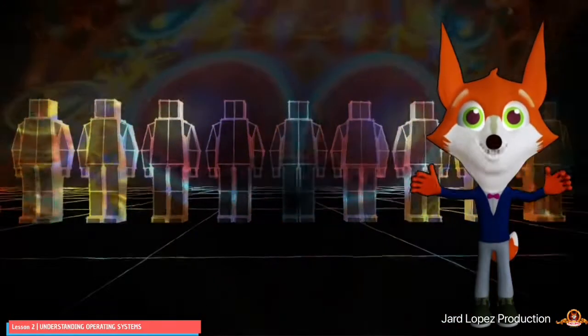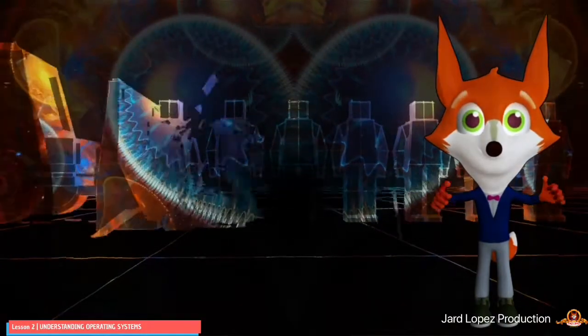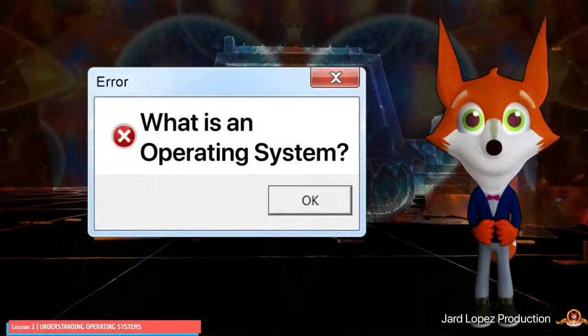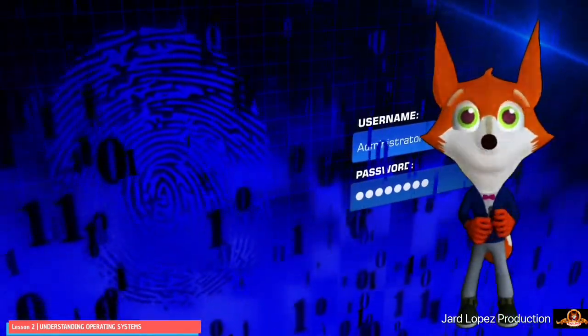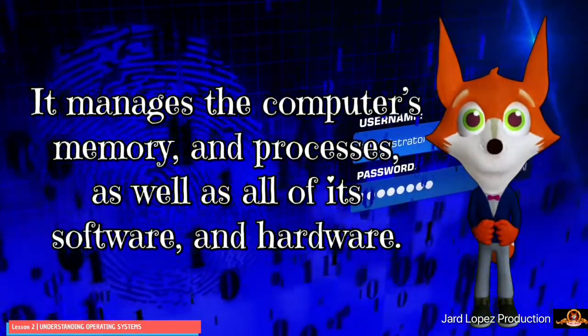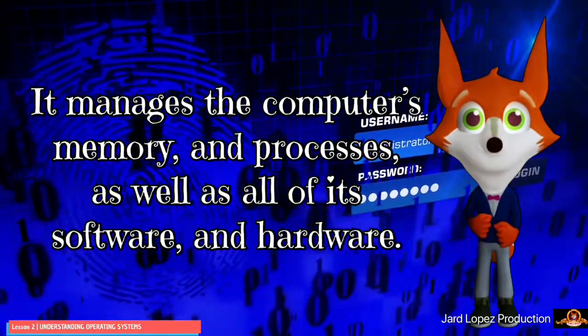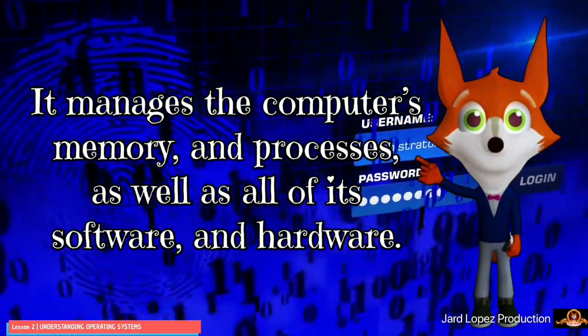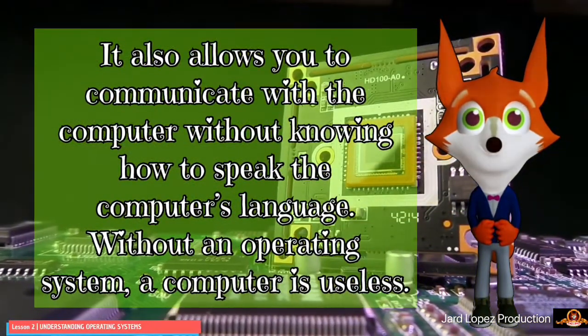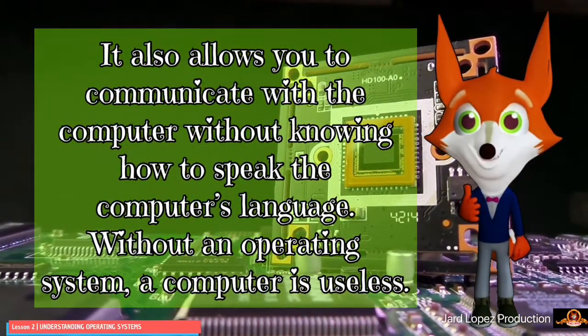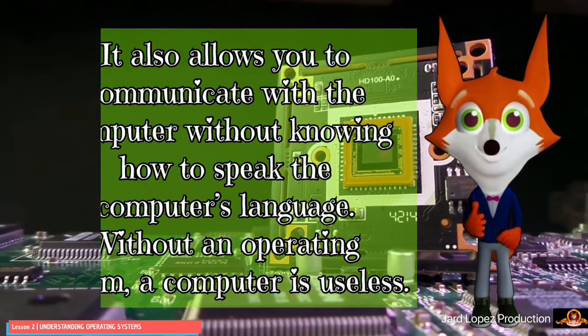Now, let's go ahead and talk about the operating system. What is an operating system? An operating system is the most important software that runs on a computer. It manages the computer's memory and processes, as well as all of its software and hardware. It also allows you to communicate with the computer without knowing how to speak the computer's language. Without an operating system, a computer is useless.